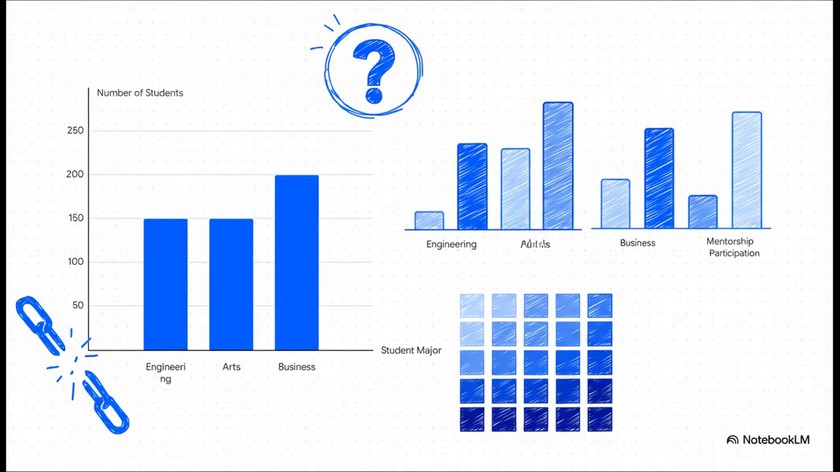Now we could start with a simple bar chart, something like this. This shows us the total number of students in each major. And that's useful, I guess. We can see which major is the biggest, but it completely ignores our second variable, that whole mentorship thing. It's only telling us part of the story.